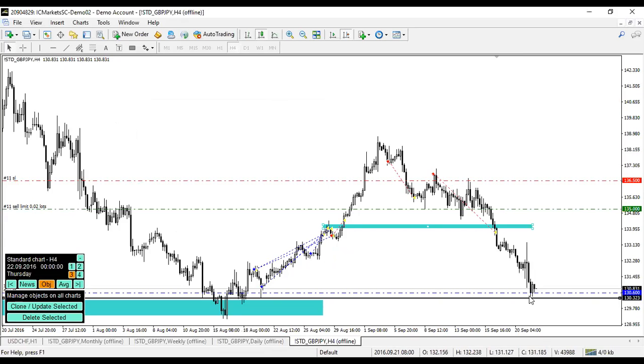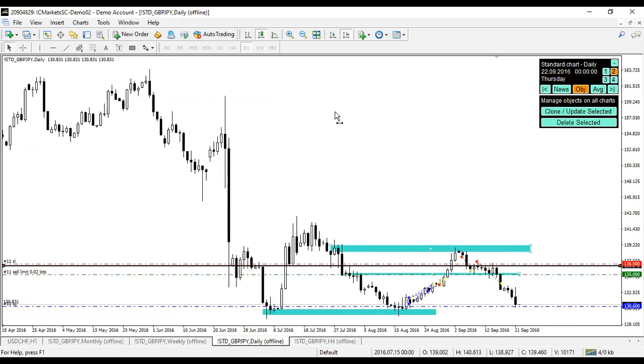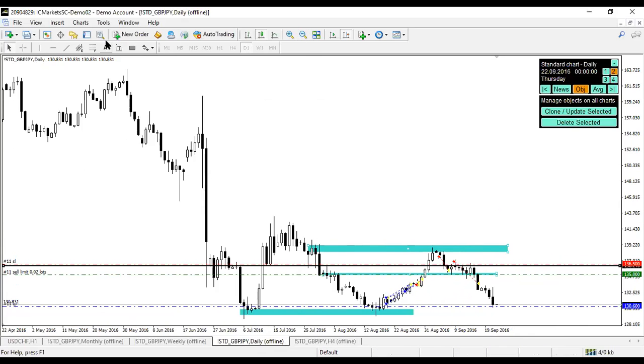So this is a strong level of daily support. So let's see how price behaves at this level. If price breaks the level to the downside, then we can look for the sell option. But if price respects this level, then we can go with the buy option here. So this is our structure here.